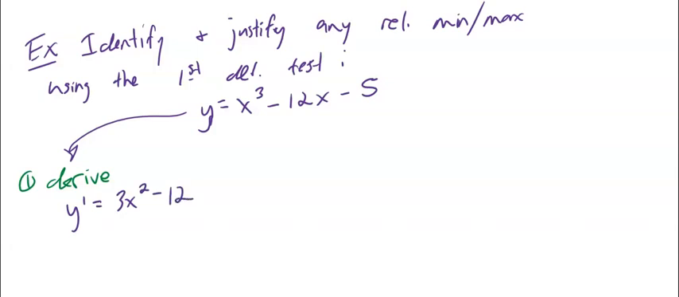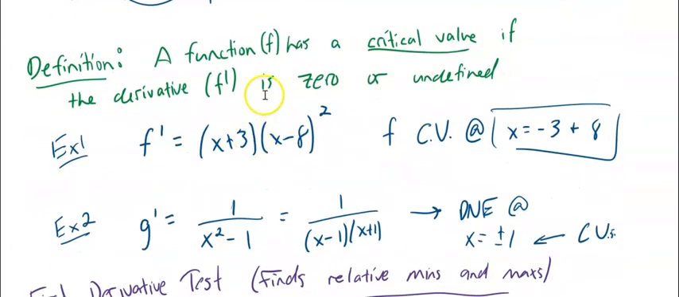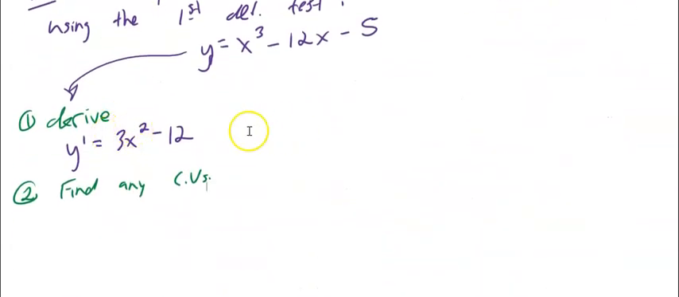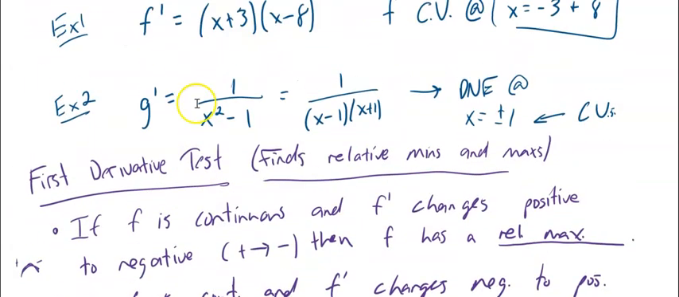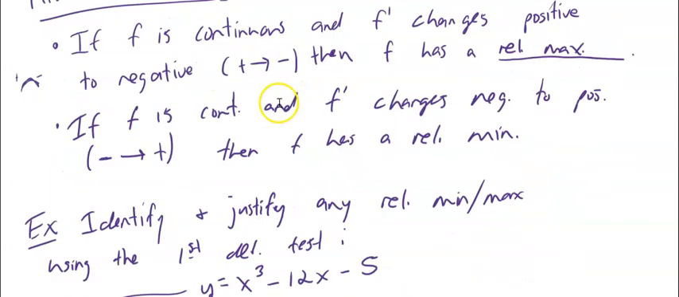Next step is to, and this is why we defined critical values above, find any CVs. Now, if you remember, let me scroll back up to what we defined critical values as: when f prime is 0 or undefined. So remember, there are various things that can make a derivative undefined, but typically you're looking for a 0 in the denominator. Since this is a polynomial, it's defined for all values. So instead of looking for zeros in the denominator, we're just looking for the derivative itself to be 0.